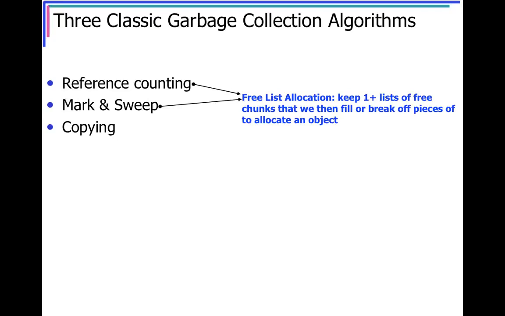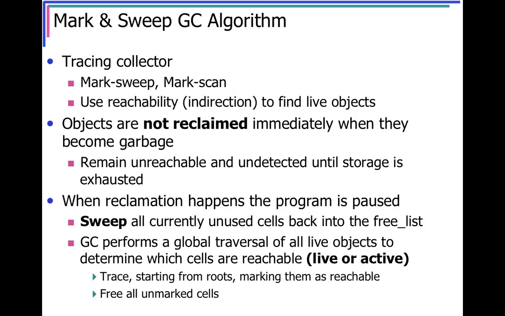Our next classic garbage collection algorithm is mark and sweep. It uses a free list allocator, just like reference counting does. The difference is that it's a tracing collector. That is, we're going to find live objects not by keeping a counter in each of their headers, but instead by chasing the objects from the roots of a program at a particular program point.